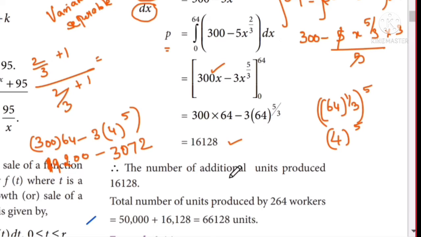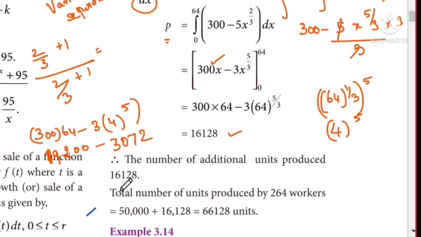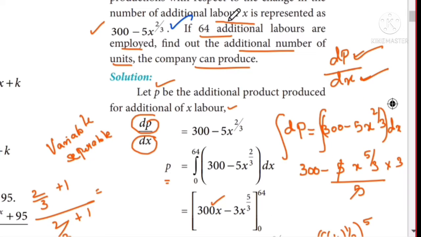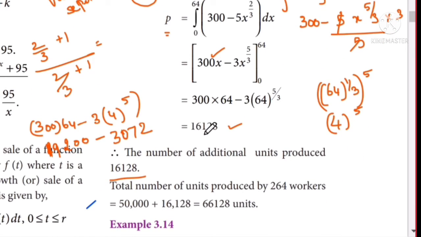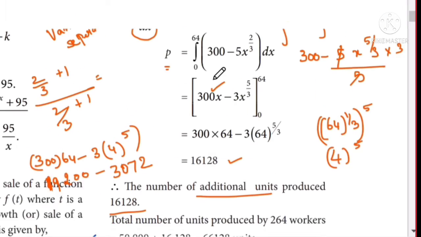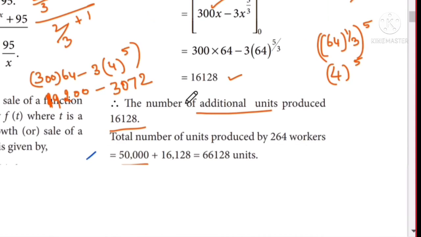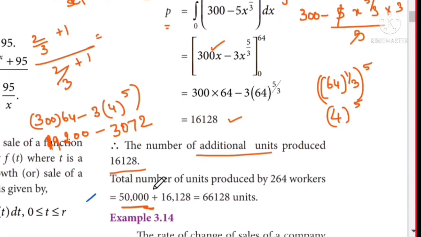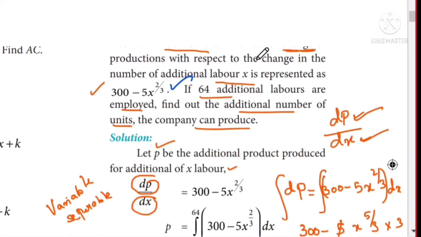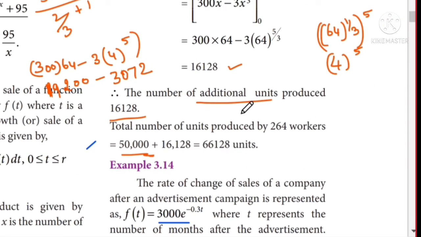So the number of additional units produced is 16,128 with the 64 laborers. For the 64 laborers, we found the production 16,128. Additional number of units is 16,128. This is what is actually asked: the number of additional units produced with the 64 laborers. So 0 to 64, we got 16,128. The total number of units is already 50,000 they are producing, so 50,000 plus 16,128 equals 66,128.